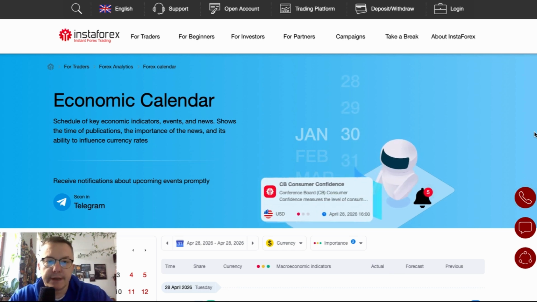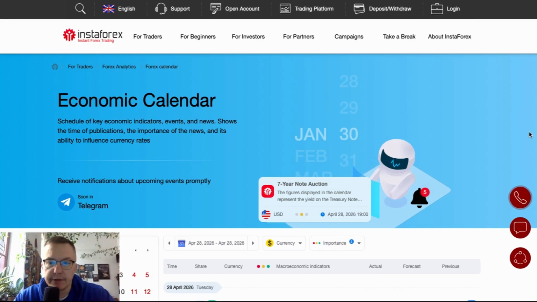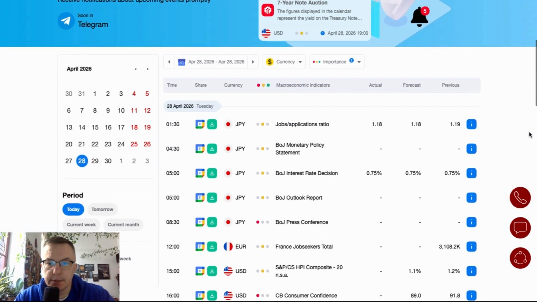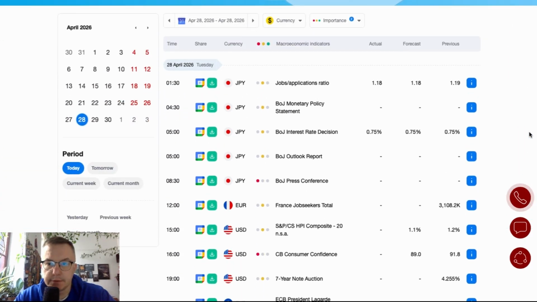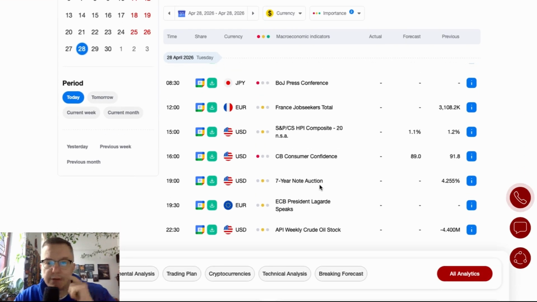Today is Tuesday, April 28th, 2026. Let's take a look at what we have on the economic calendar for today. Overnight data were quite interesting in Japan. The Bank of Japan interest rate decision had been made and it was in line with the expectations of 0.75%. So, the monetary policy statement and press conference, together with the outlook report, had been released as well overnight. This is the major event of the day.